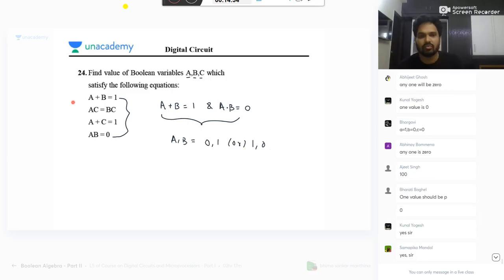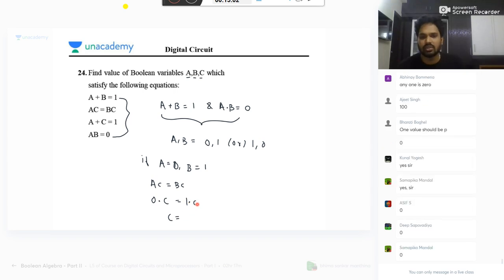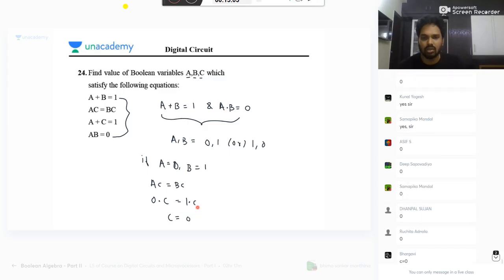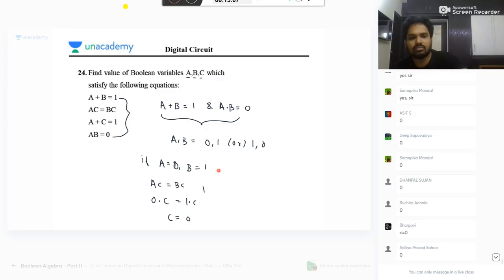Now, AC equal to BC and A plus C. If you take A equal to 0, I don't know, I'm just assuming. I don't have any option. Two possibilities I assume. Then AC equal to BC. So substitute A value 0: 0 into C equal to 1 into C. What is the C answer? 1 into anything is C. So C equal to 0. This is one answer.